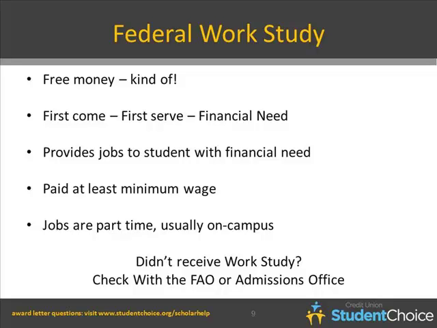The next type of money we're going to talk about that could be listed on your award letter is the Federal Work-Study Program money. We refer to this as free money, kind of, because it's money that's going to be awarded to students on a first-come, first-served financial need basis, and the students are actually going to earn money while they're in school to help them meet their financial needs. So it's not really free money in that it's given to the student, but it's money that does not have to be paid back and that the student can earn while they're in school to help them meet their financial obligations while attending college.